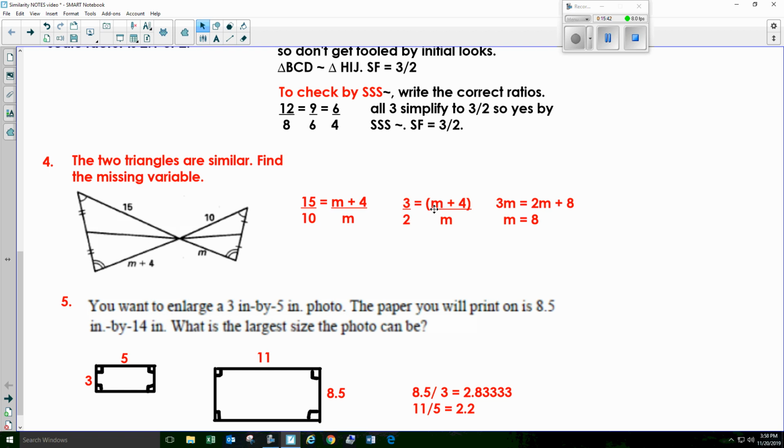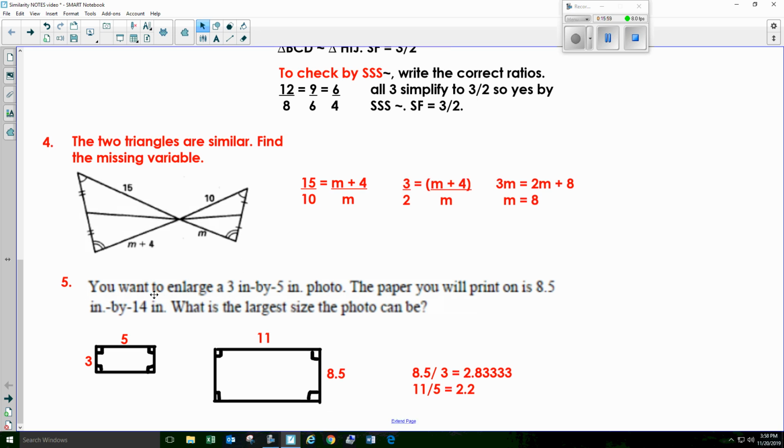So I get 2 distributed through there. Remember, I noticed I didn't have the parentheses here, but I put them in, so I make sure that I distribute it through here. 2m plus 8 equals 3m. Subtract the 2m across, you get m equals 8, and I'm done. Not very hard. The hardest one on here is this type right here.